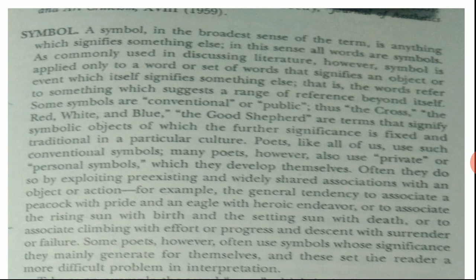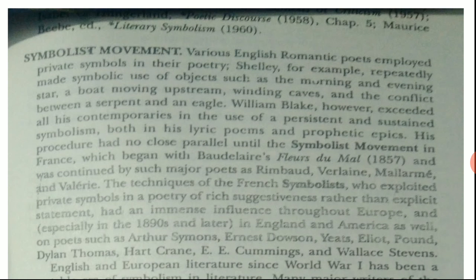Some poets often use symbols whose significance they mainly generate for themselves. We are talking about the private or personal symbols. These set the reader a more difficult problem in interpretation, but this problem is not so serious that we cannot understand personal symbols. After carefully reading the work or dealing with two or three works of the same writer, we can get at the meaning of the symbols used by the poet. So that is symbol. Now we move to symbolist movement.